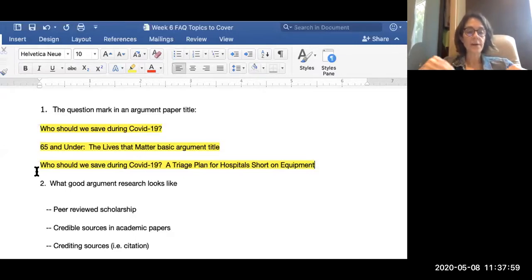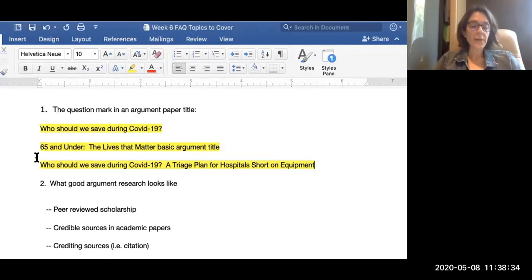And so that signals that I'm going to be considering who we should save during COVID-19, and then developing a triage plan that hospitals might be able to use if they're falling short. For instance, right now, we seem to have enough respirators, but we don't have enough kidney dialysis machines. So what are the protocols that a hospital might adopt to see which patients will get those dialysis machines, right? And so that would be one way we could begin with a really compelling title that begins to shape your argument.